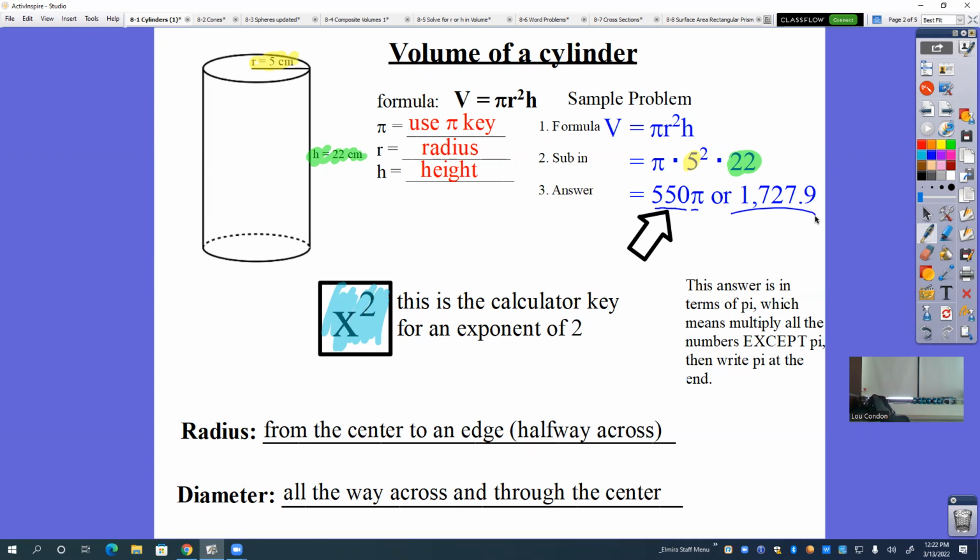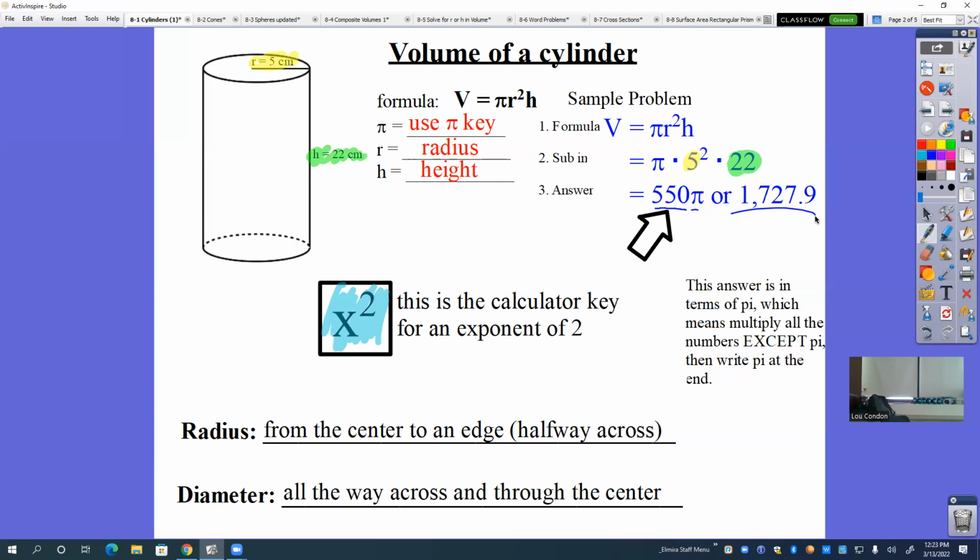That's how you would get 1,727.9. Just a couple of vocabulary terms. Again, the radius is from the center to the edge of the circle. It goes halfway across the circle, touching one edge to the center. A diameter is all the way across through the center of the circle. The radius is halfway, the diameter is all the way across the circle.